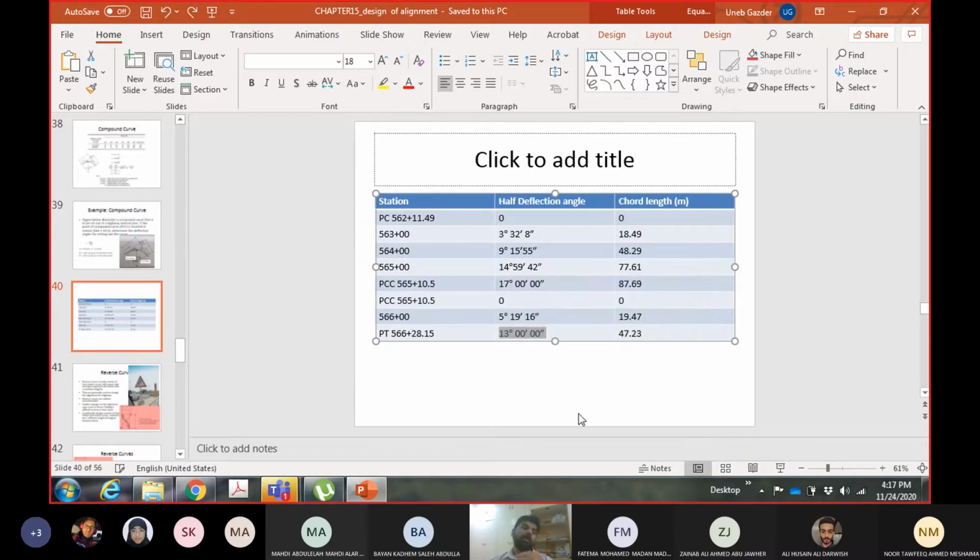Okay, so the difference between the compound curve and the simple circular curve was the PCC. After PCC, you end the first curve and you start the second curve. Okay, so the layout data will be divided into 2 parts, which are connected with PCC.